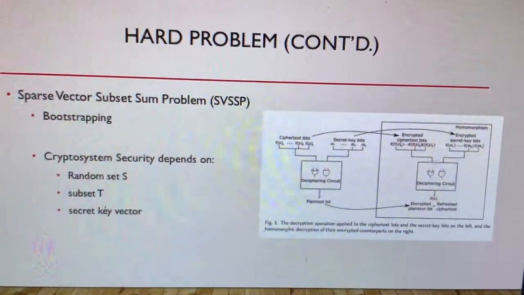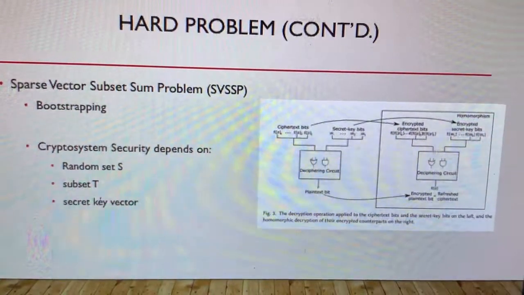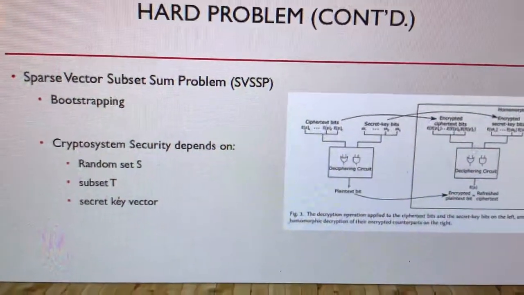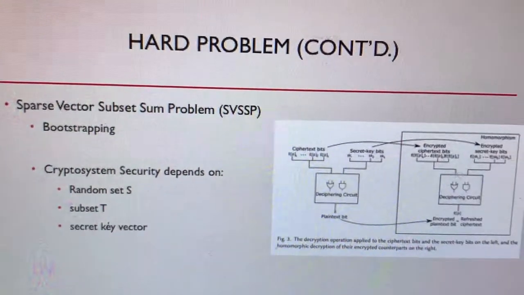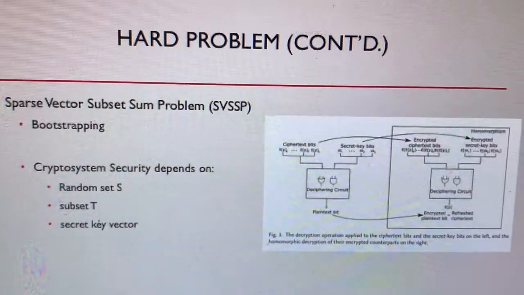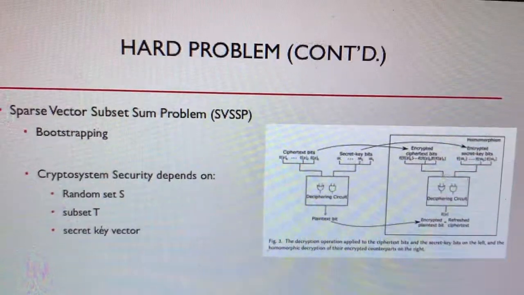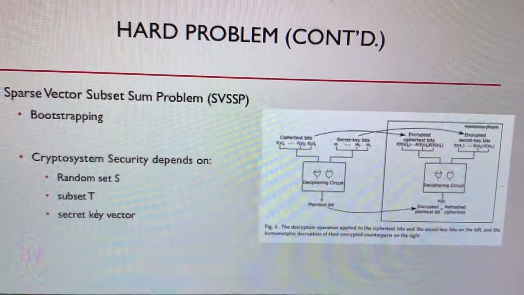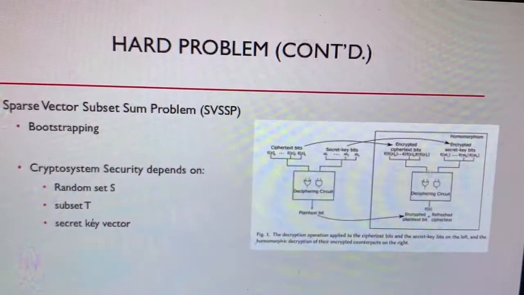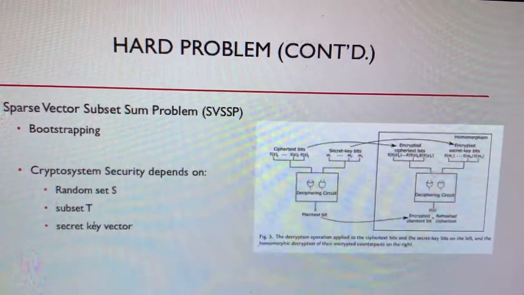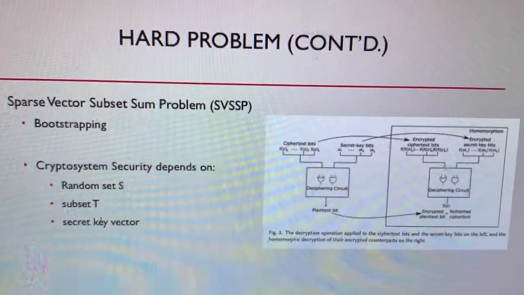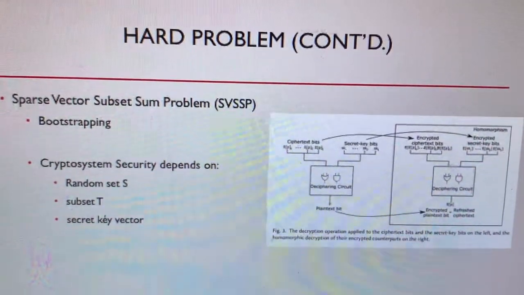Basically, these elements determine the level of security we're going to be dealing with. Now, if it is completely random, but it's so small that the subset T is unique, it's a unique answer, then you're going to be very susceptible to lattice reduction algorithm attacks.